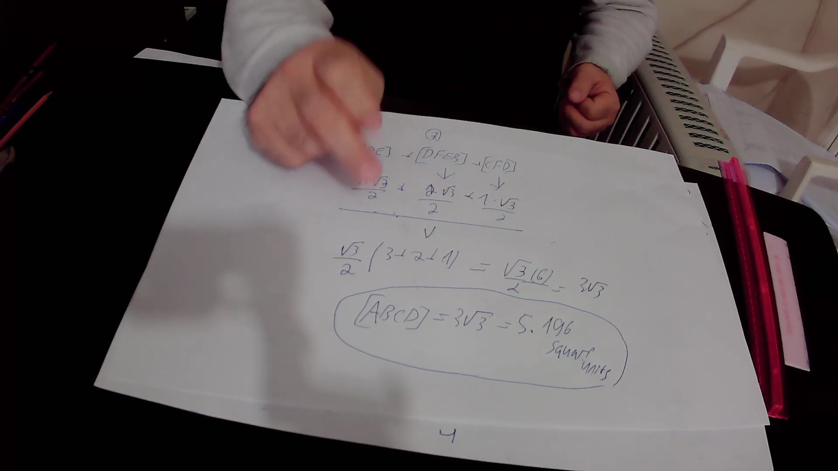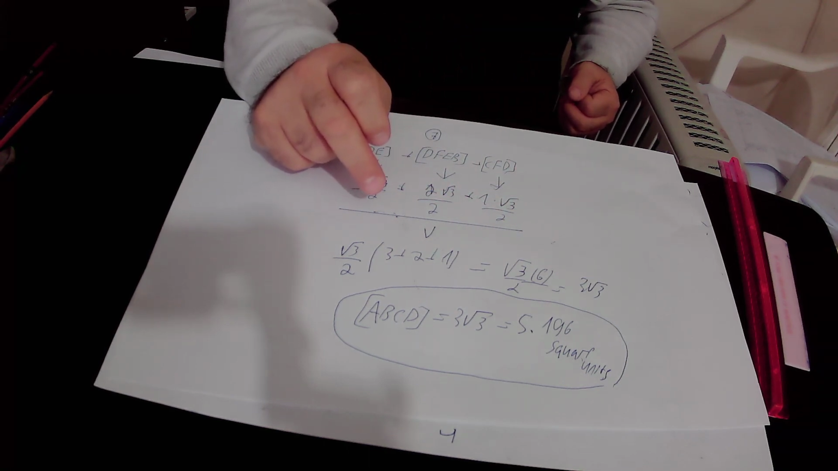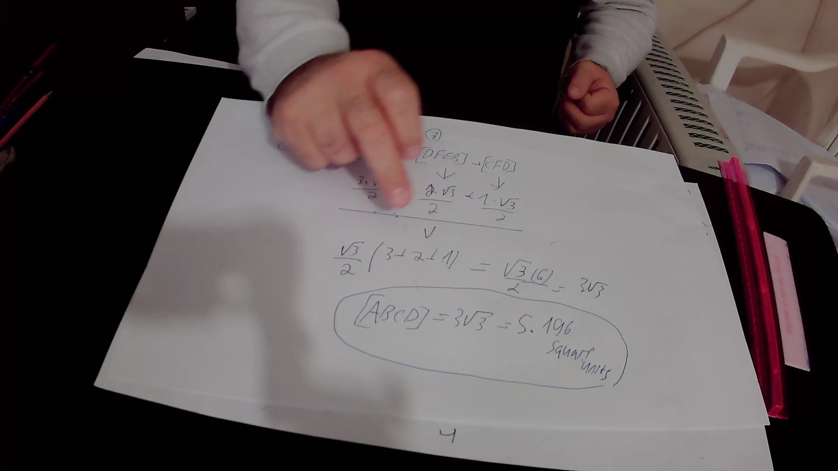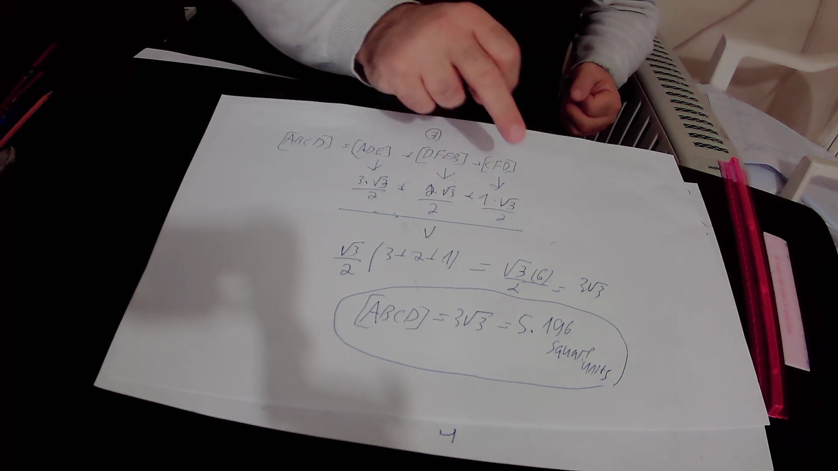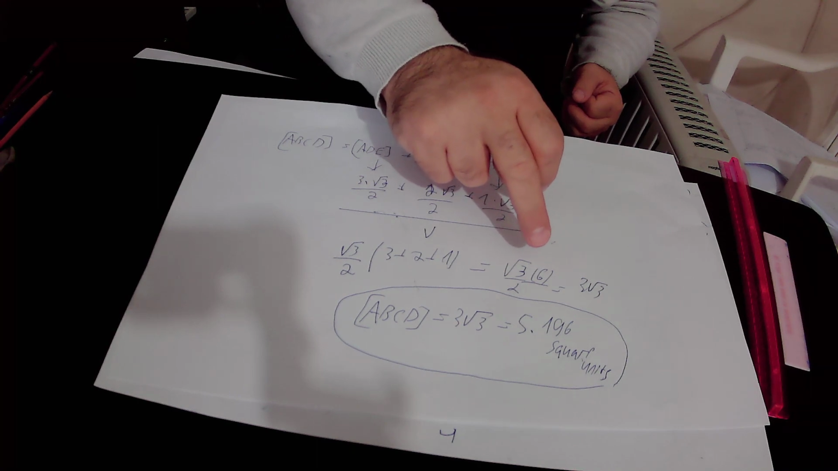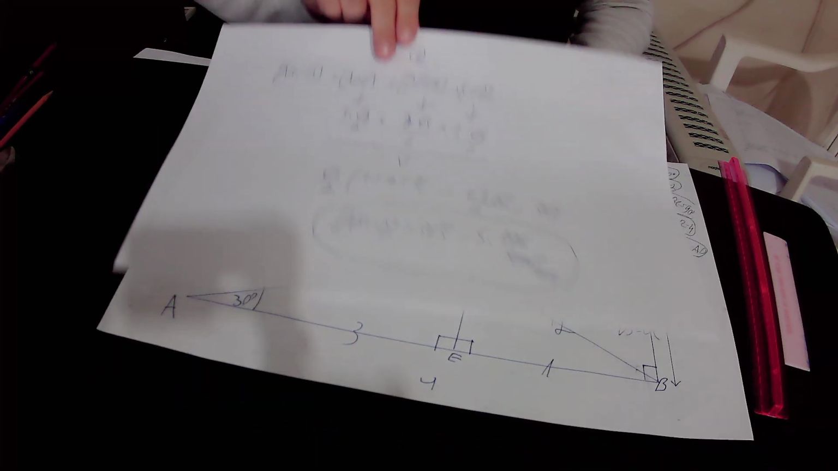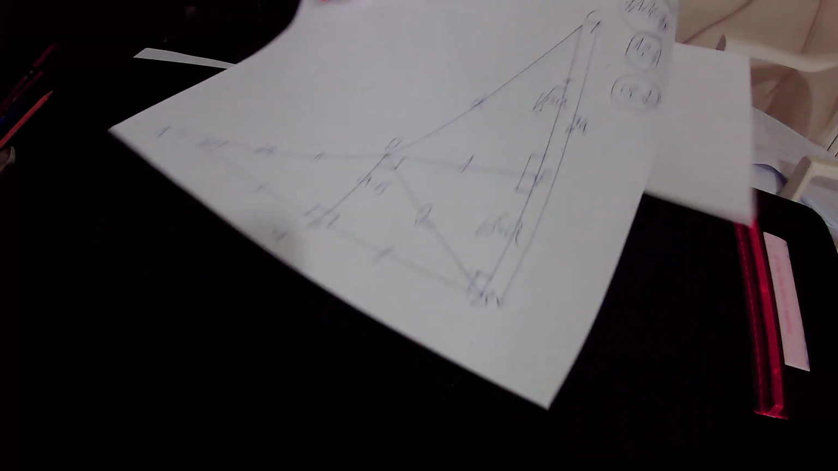So in conclusion, we found that the area of quadrilateral ABCD equals 3 times square root of 3 square units, or in terms of numbers, it equals 5.196 square units according to the first method. Then I presented to you how to find the area of quadrilateral ABCD using the second method.